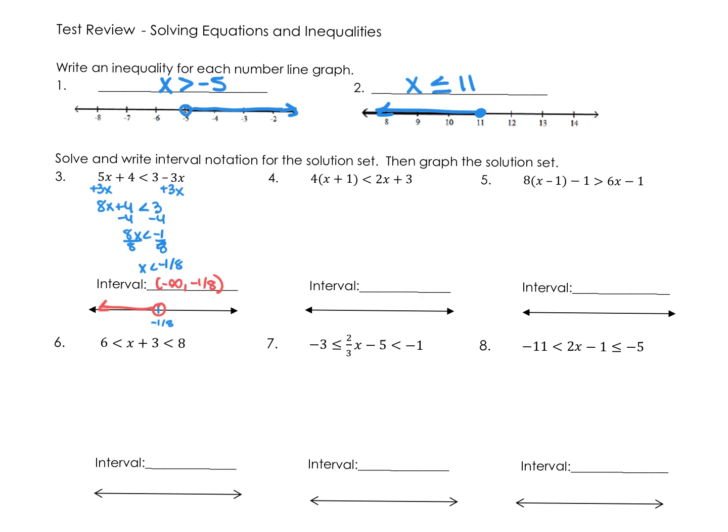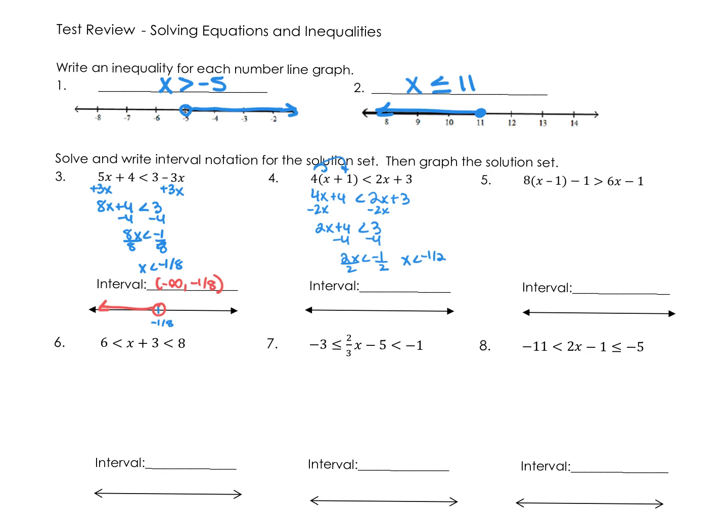For number 4, we'll have to distribute first. So we'll do 4x plus 4 is less than 2x plus 3. Now I'll move my x's to the same side, so personally I would move the 2x over here. We'll have 2x plus 4 is less than 3. Now I can subtract 4. I'll have 2x is less than -1. Divide by 2, and we'll have x is less than -1/2.